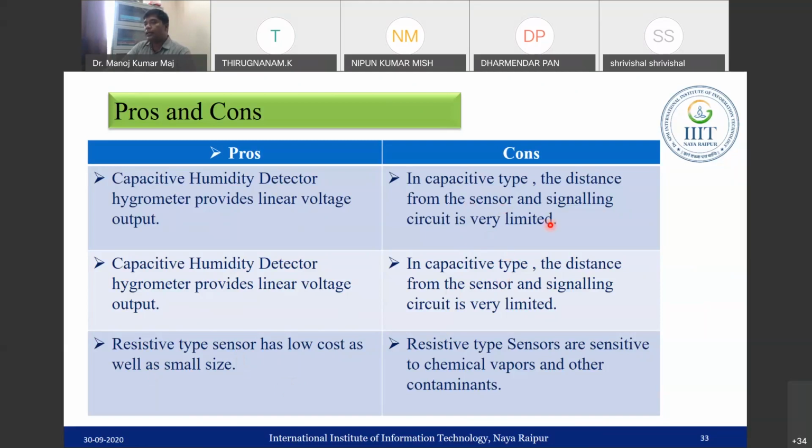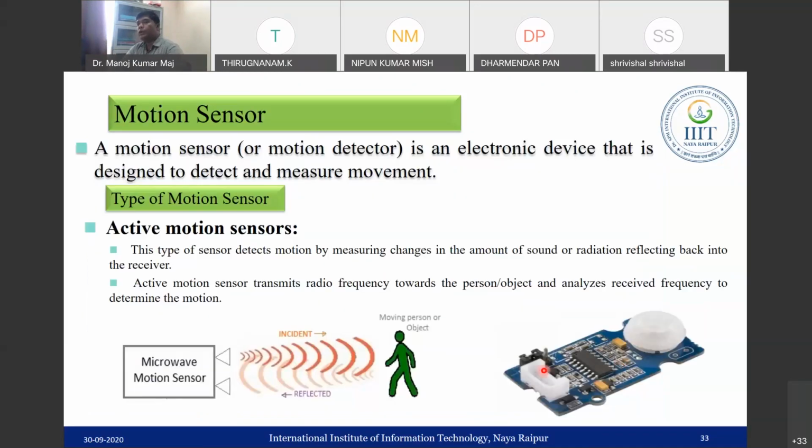Different cons can be there. In the capacitive type, the distance between the sensor and the signaling circuit is very limited, because in the case of capacitance we measure the distances this way. And resistive type sensors are sensitive to chemical vapors and other contaminants. So these are some of the drawbacks.